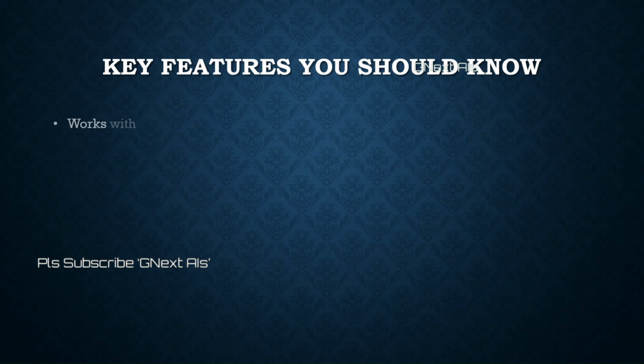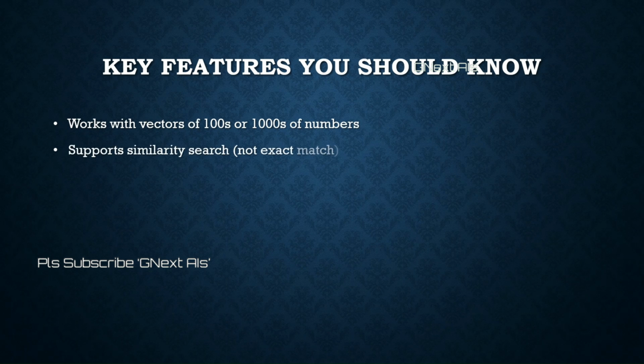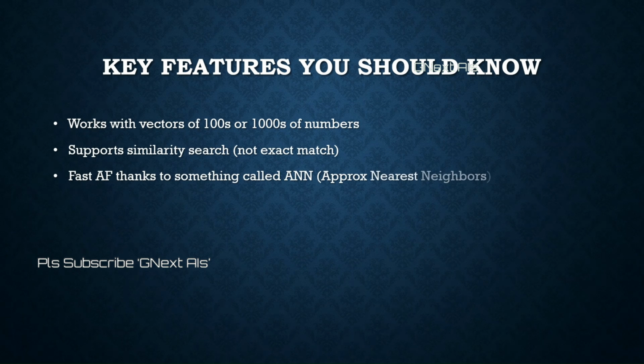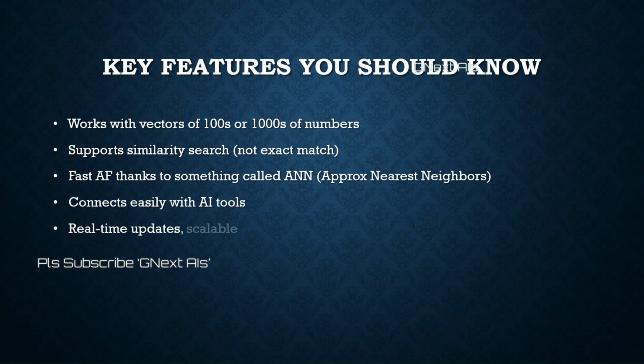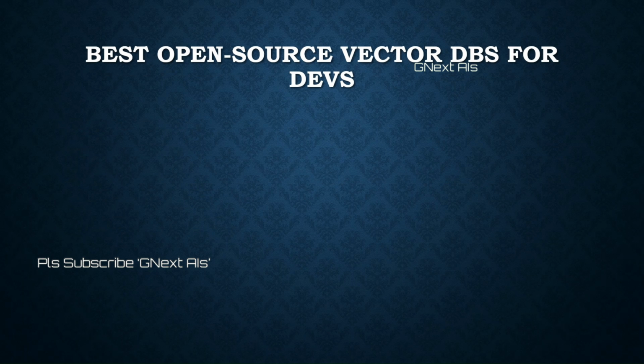So key features you should know. It works with vectors of hundreds or thousands of numbers. Supports similarity search, not exact match. Fast thanks to something called ANN, that is approximate nearest neighbors. Connects easily with AI tools. Real-time updates, scalable.